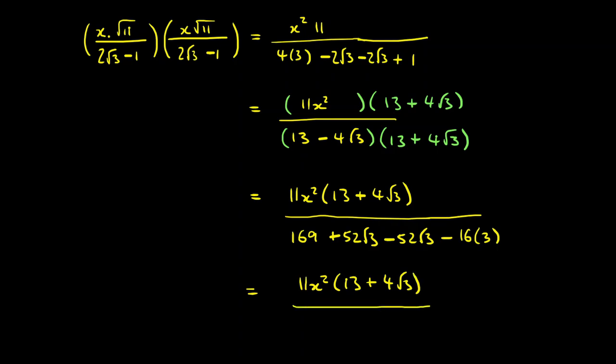The denominator, we're going to have 169, the 52 root 3 minus 52 root 3, that's going to cancel off. And then 16 times 3 is 48. So we have 169 minus 48, which is 121. So in the end, our final answer should be 11x squared bracket 13 plus 4 root 3 all divided by 121.